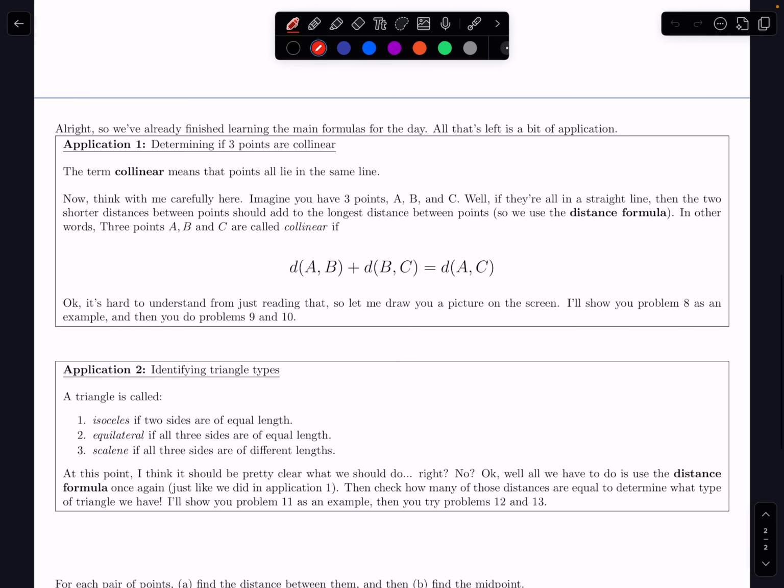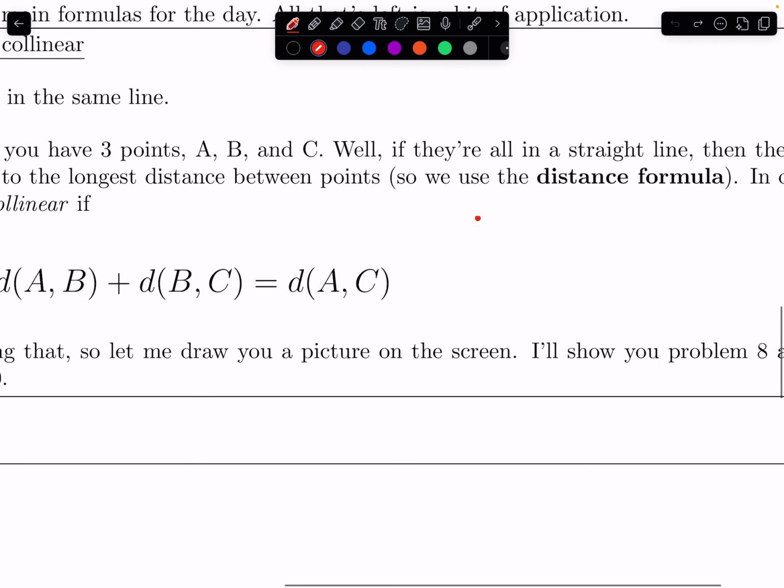Okay, so let's look at the two applications. Both applications are applications of the distance formula. First one talks about determining if 3 points are collinear. And collinear just means that the points lie on the same line. So here's an example visually real quick. In red, let's do red. So 3 points, let's say they're collinear. That means they're all in one line. I could draw a straight line through them, and it's going to connect all 3 points.